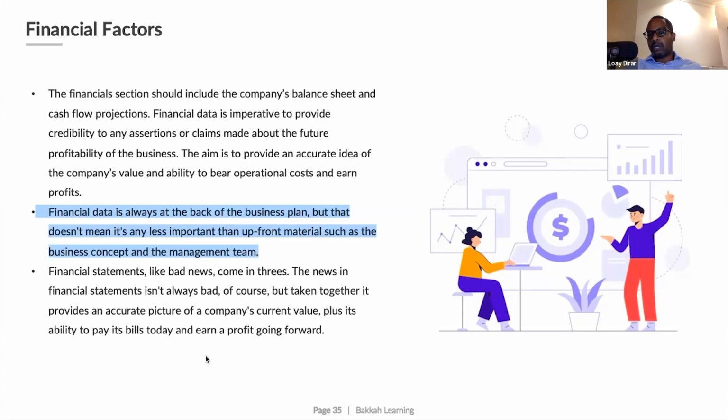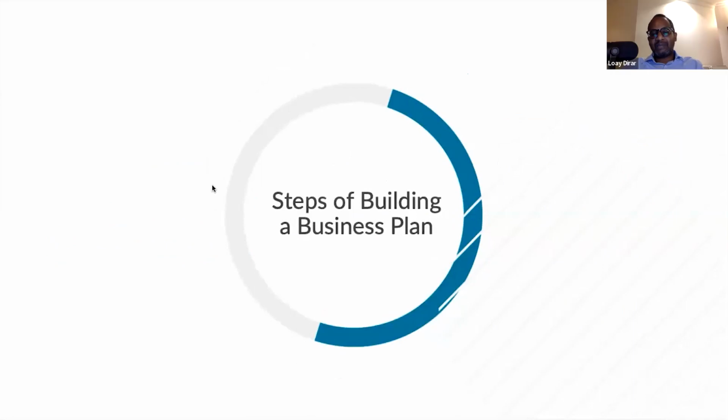how you're going to maximize your business profitability, and at the end, or even during hard times, how you're going to deal with the worst case scenarios and so on. Yes. Okay. Steps of building a business plan.